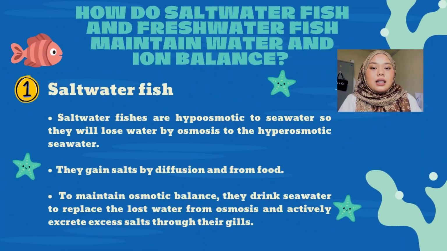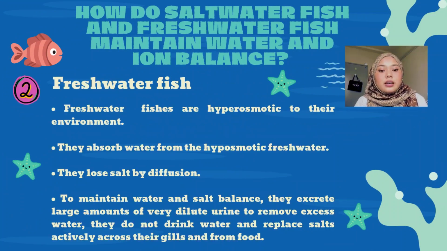Next, let's move on to how saltwater fish and freshwater fish maintain water and ion balance. Saltwater fish are hypoosmotic to seawater, so they lose water by osmosis to the hyperosmotic seawater. They gain salts by diffusion and from food. To maintain osmotic balance, they drink seawater to replace the water lost by osmosis and actively excrete the excess salts through their gills. Next, the freshwater fish.